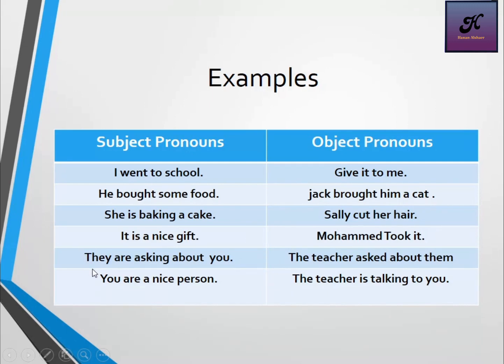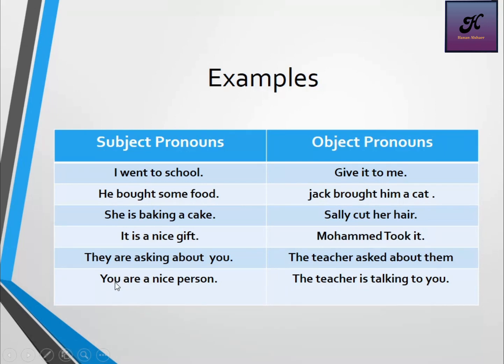Now, for the plural, I can say, they are asking about you. They are the people who are asking. So they are the ones who are doing the action. So they are a subject pronoun. But when I want to put it as an object pronoun, I will say, the teacher asked about them. So them here is the one who received the action. So it's an object pronoun.